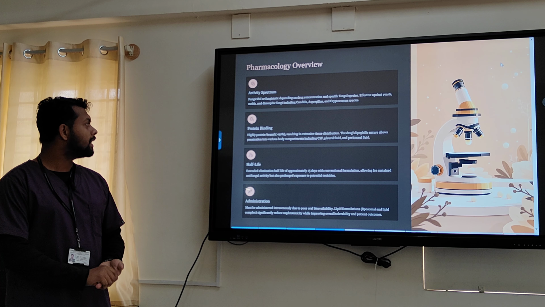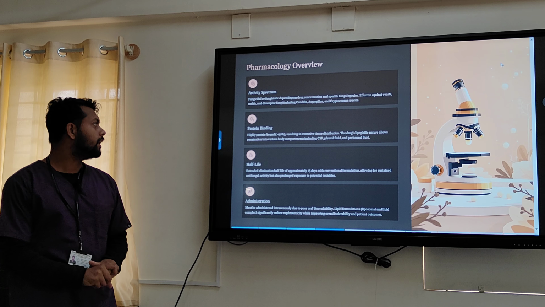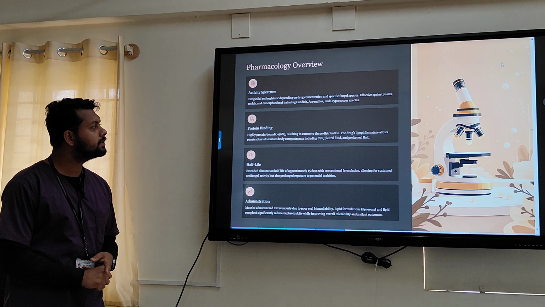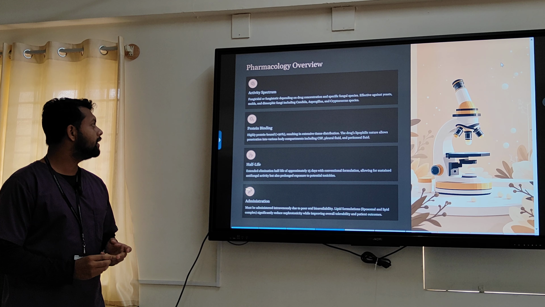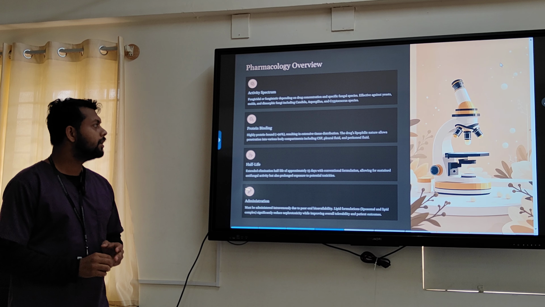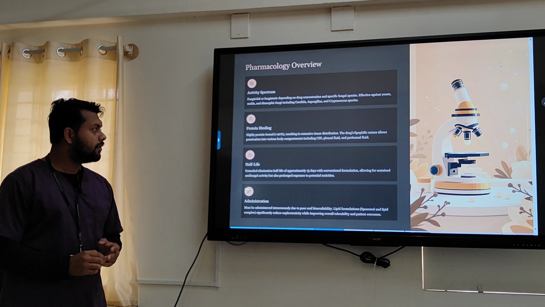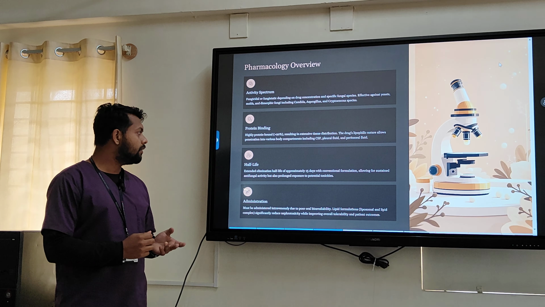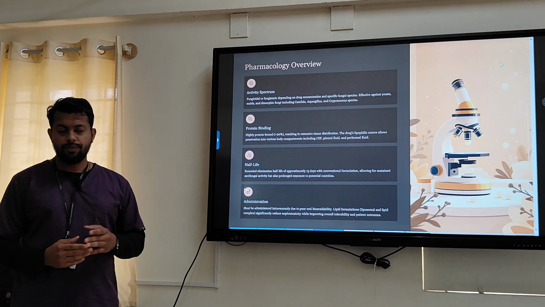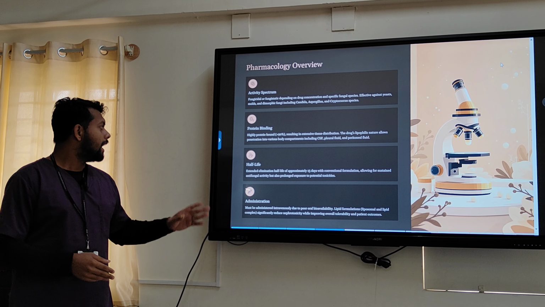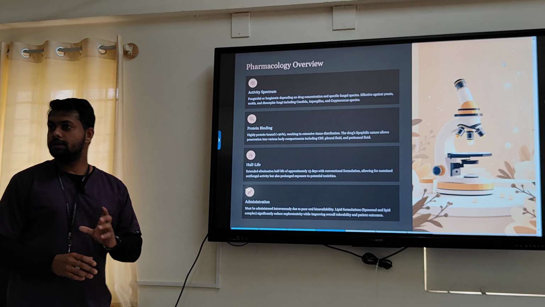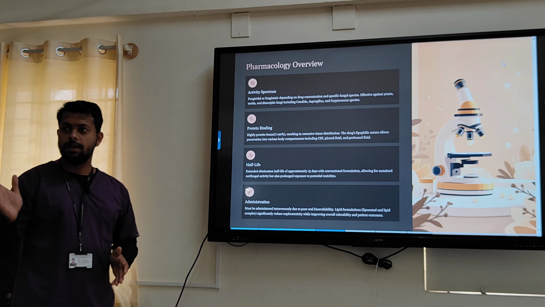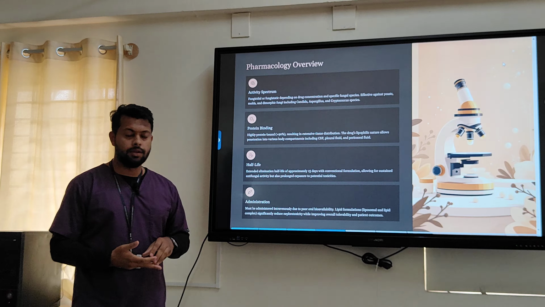Now, it is a highly protein-bound drug, greater than 90%, resulting in extensive tissue distribution. The drug is lipophilic in nature, allowing penetration into various body compartments, including the CSF, pleural fluid, and peritoneal fluid. The half-life of this drug is 7 to 15 hours, but there is an extended elimination half-life, the terminal half-life: once the drug is given, the drug concentration will be there in the body for up to 15 days.